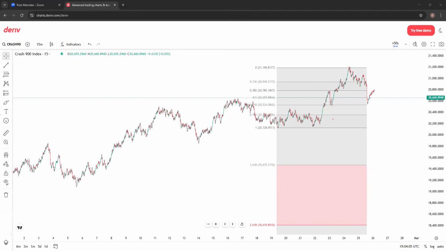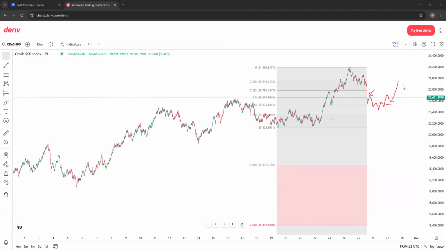You see, this is our presumed high in this time frame. We're just waiting for price to start giving us a change, a break in market structure. Then we know we can start buying this Crash 900 and then we go up.